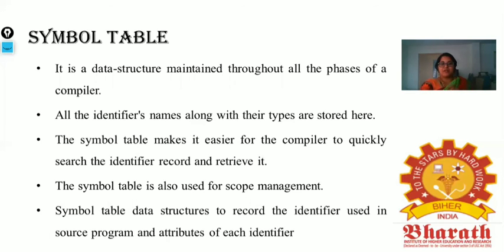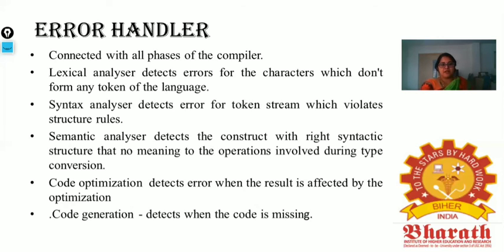At last, we're coming to the symbol table and the error handler. The symbol table contains the entry or the position of each data in each phase. Next is the error handler. All the phases of a compiler will be connected to the error handler. So in each phase, errors will be detected and solved, and that will be stored or the data can be retrieved from the error handler.